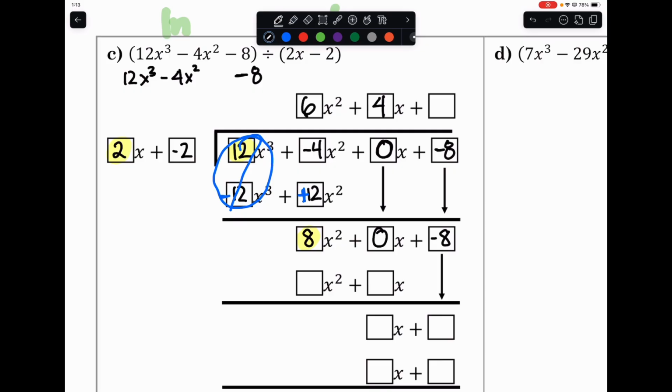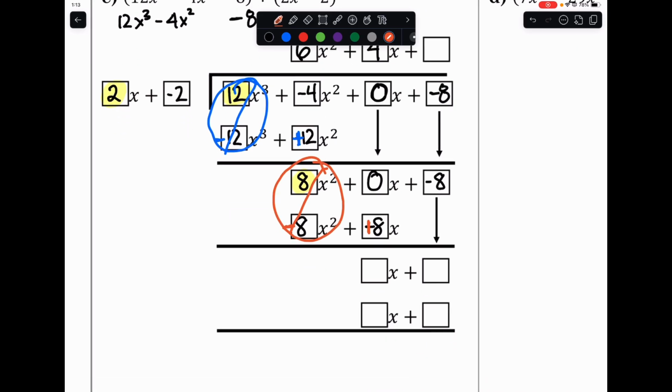So 4 times 2 is 8. 4 times negative 2 is negative 8. We'll switch the signs, change this to a negative, change this to a positive. This becomes 0. They're opposite terms. And 0 plus 8 is 8. Bring down the negative 8.